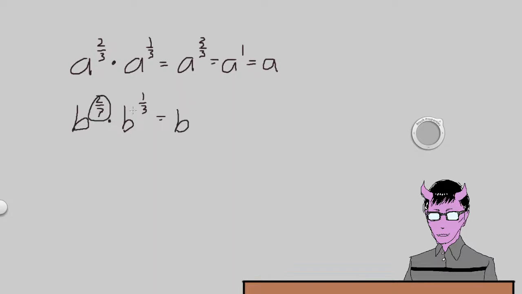So again, we wish to change this one to match the denominator of this one. So top and bottom times 3. So 6 over 21. And as for this one, it becomes top and bottom times 7. So 7 over 21.